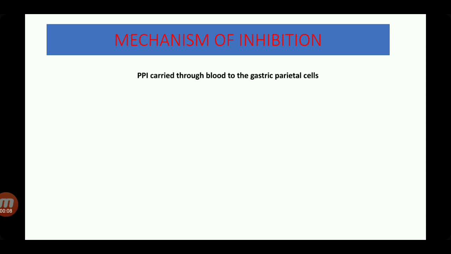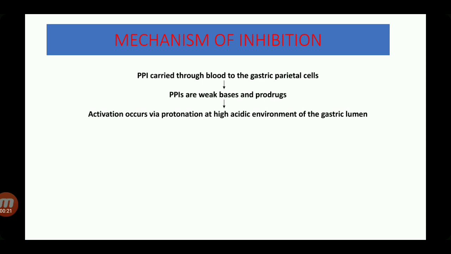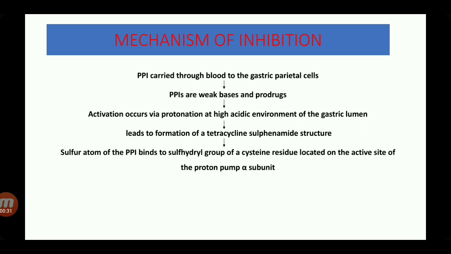Mechanism of inhibition. The proton pump inhibitor is carried through blood to the gastric parietal cells. Proton pump inhibitors are weak bases and prodrugs. Activation occurs via protonation in the highly acidic environment of the gastric lumen. This leads to formation of a tetracyclic sulfenamide structure.